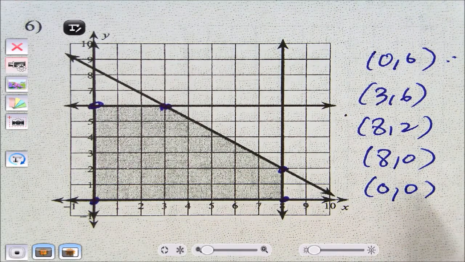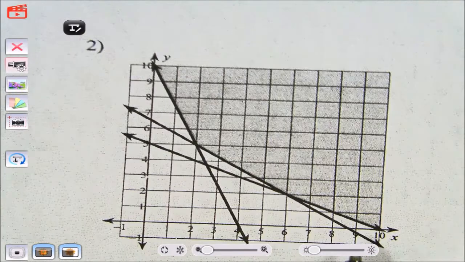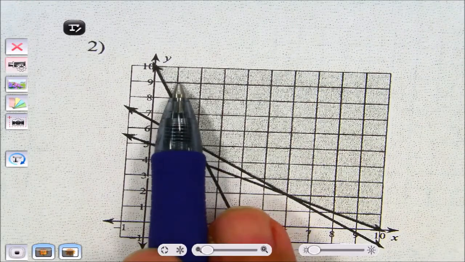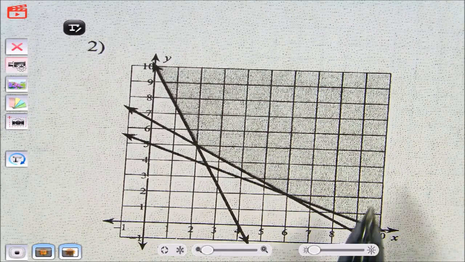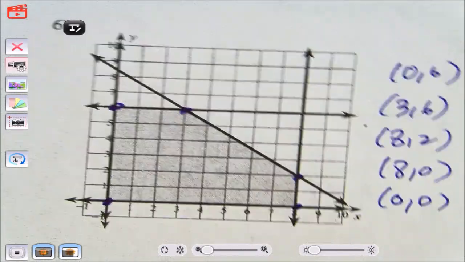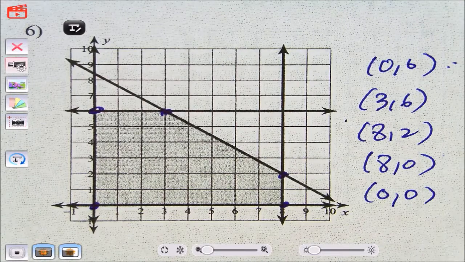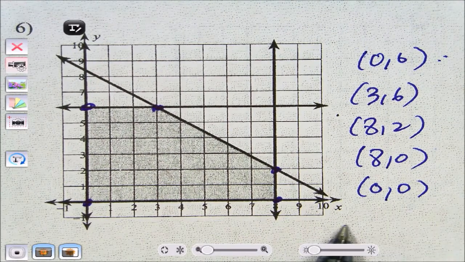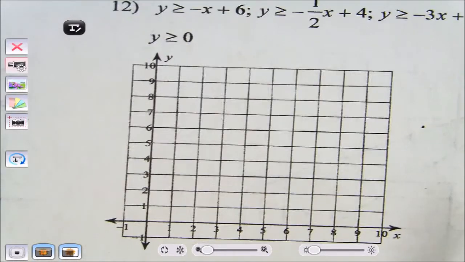For the ones that aren't bounded, do we just write unbounded? No, you just give the ones that are on the bottom. Oh, okay. So there's two unbounded ones. The one I'm going to do on the back is an unbounded one. So that's all you're asked to do for the front. All you're doing is identifying the vertices. Easy. So number 6 is complete. I'm going to do number 12 on the back.